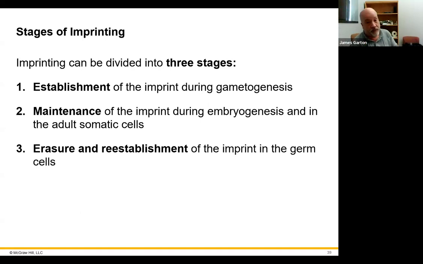And so imprinting can be divided into a few stages. During the formation of gametes, the imprint gets established. During embryogenesis and throughout the adult life, that imprint has to be maintained in the somatic cells. And then in the germline cells, the imprint will get erased and reestablished. And so the gametes will be made with the imprint in place.